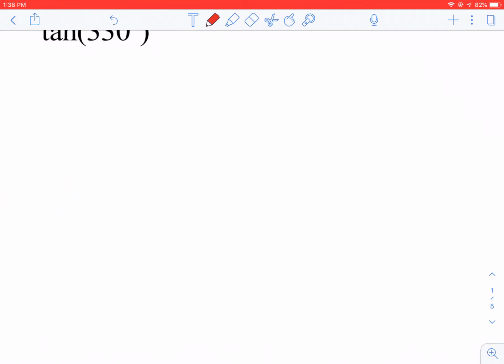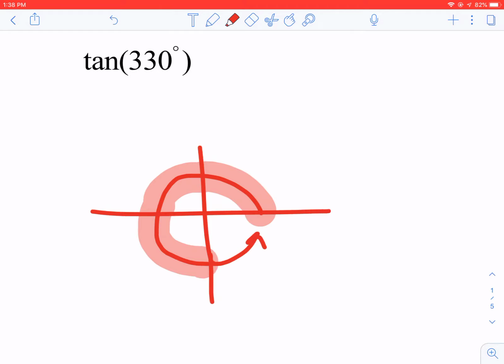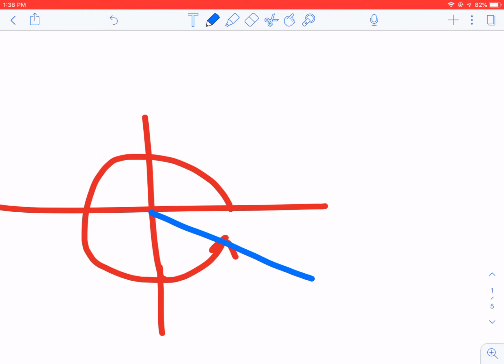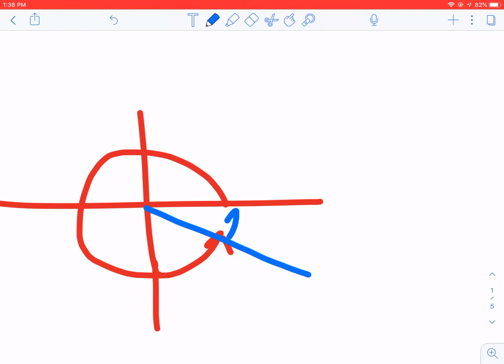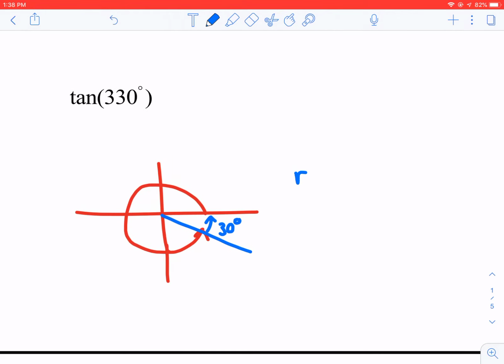All right, tan of 330. Let me draw a 330 degree angle. It's going to end up somewhere over there. That's 90, 180, 270, and I have to go 60 more. So, again, I need 30 degrees more to get to the x-axis. So that's my reference angle. The reference angle, again, is 30 degrees.